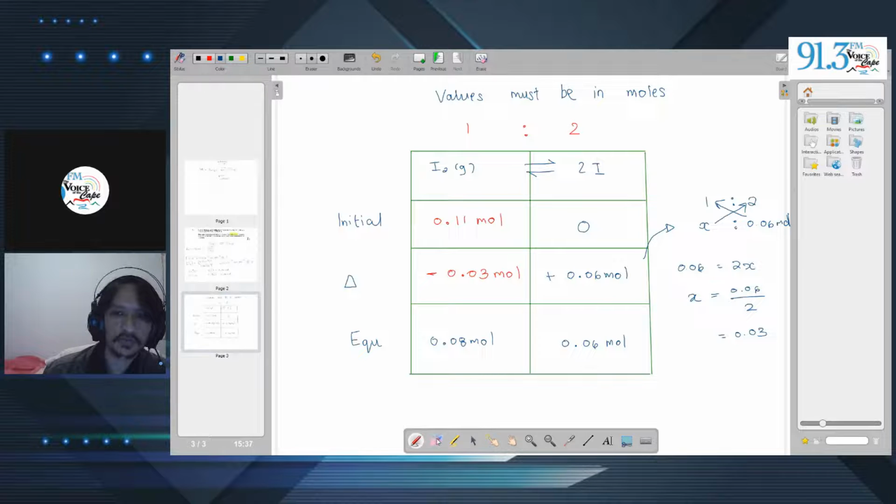Now we need to go ahead and calculate the mass. So we got 0.11 mole. No problem. Open a new page.